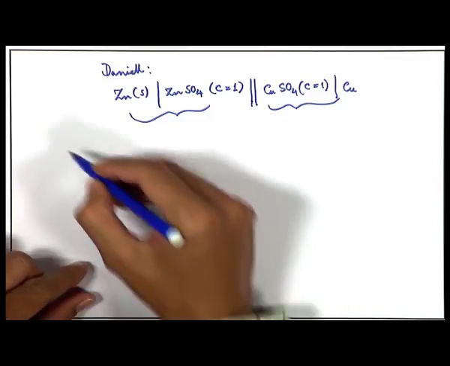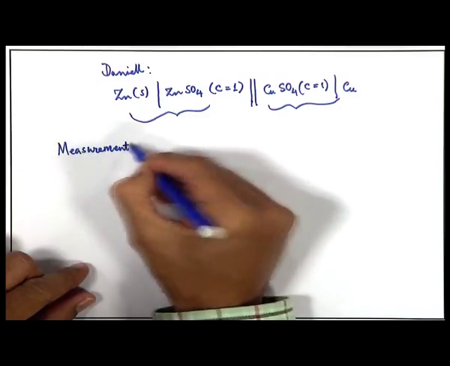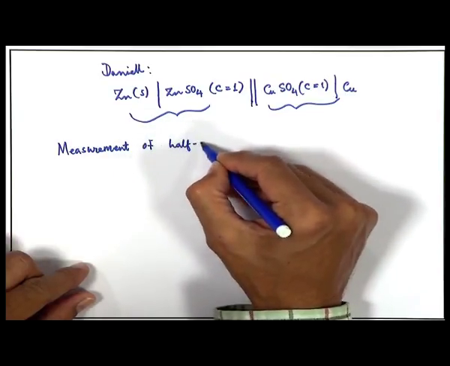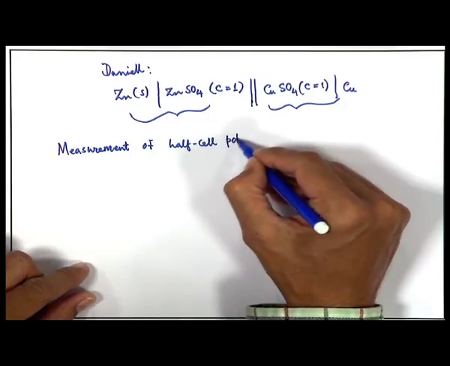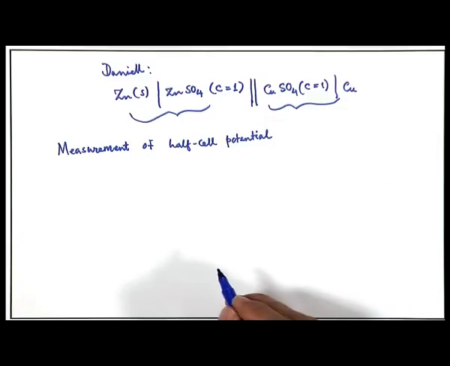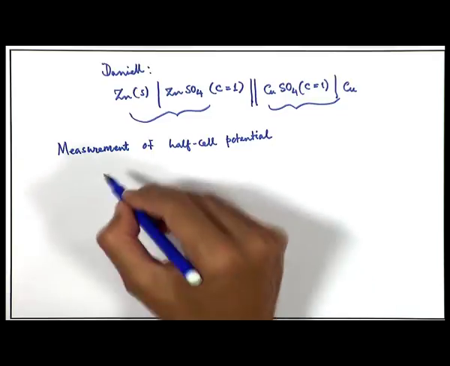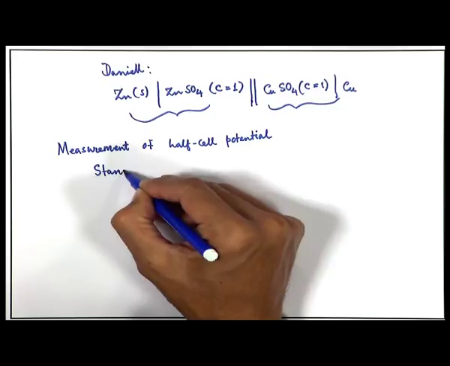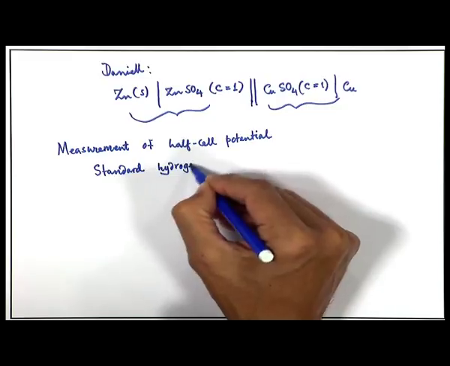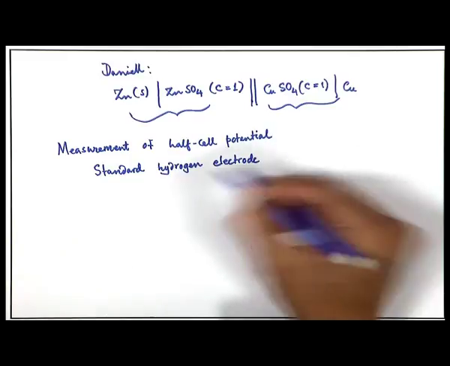Therefore, measurement of half cell potential. In that case, we need to take the help of a standard half cell, which is called the standard hydrogen electrode, or standard hydrogen half cell.